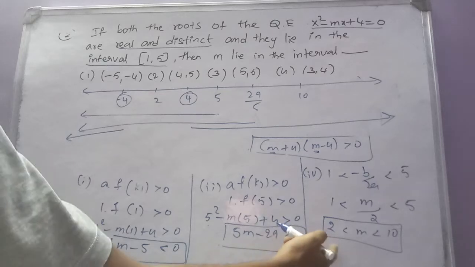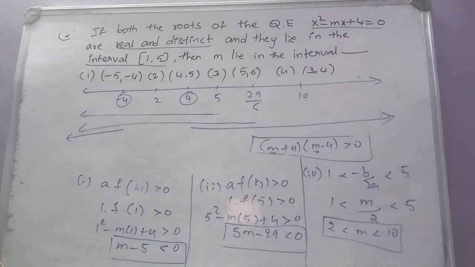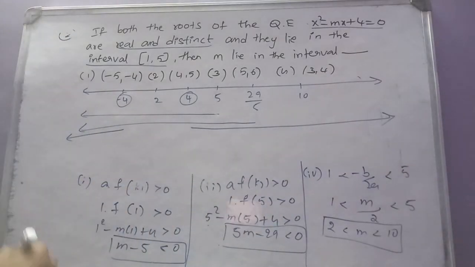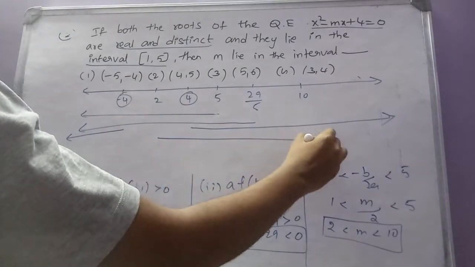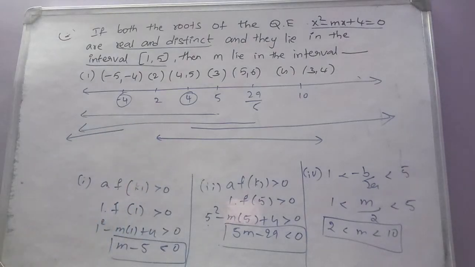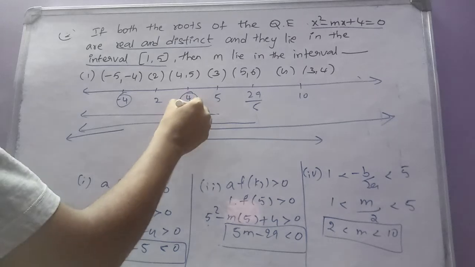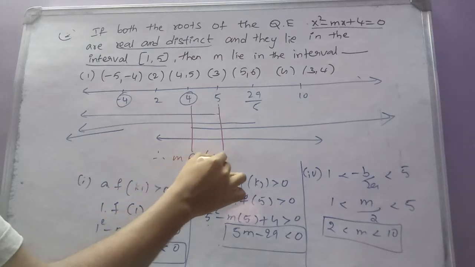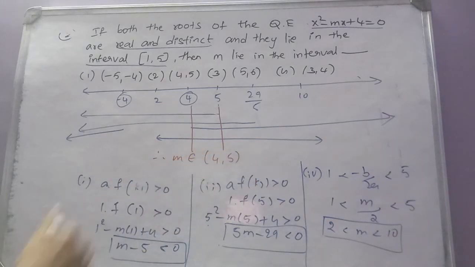And finally, the fourth inequality says that the value of m lies between 2 and 10. So here it is, 2 and 10. You are supposed to take that particular interval which contains all the 4 lines. And is it clear that all the 4 lines are present in this interval? Look here, the interval between 4 and 5. Therefore, m belongs to (4, 5). m lies in the interval (4, 5). The option is 2. So this is a question that comes under the concept of location of roots.